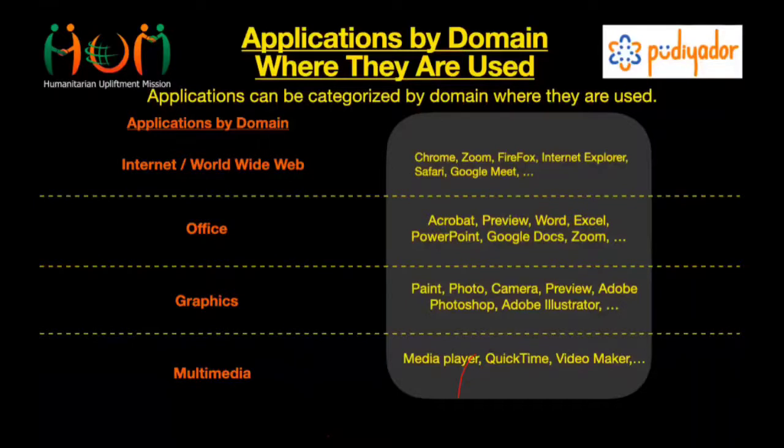So in the internet and World Wide Web domain, you have web browsers like Chrome, Firefox. Since Zoom primarily uses the internet and a World Wide Web model, we also call Zoom an application belonging to the World Wide Web internet domain. Google Meet is another example. It uses the World Wide Web. It uses the internet. It is software that is in that domain.